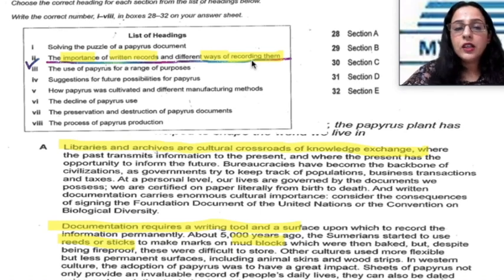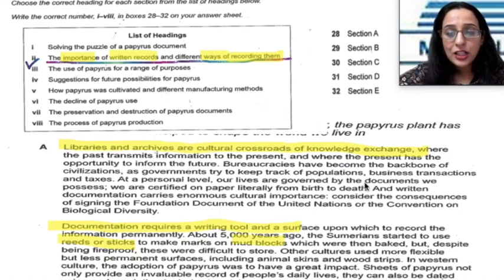Okay. Now let's come to the paragraph. Libraries and archives are cultural crossroads of knowledge exchange. So this is keyword matching. If you read further, you would see, and written documentation carries enormous cultural importance. So importance, cultural importance is there. Fine. So the first part of it is there.